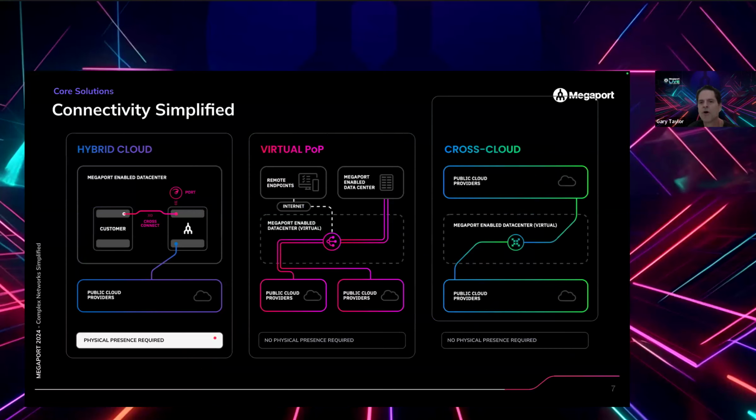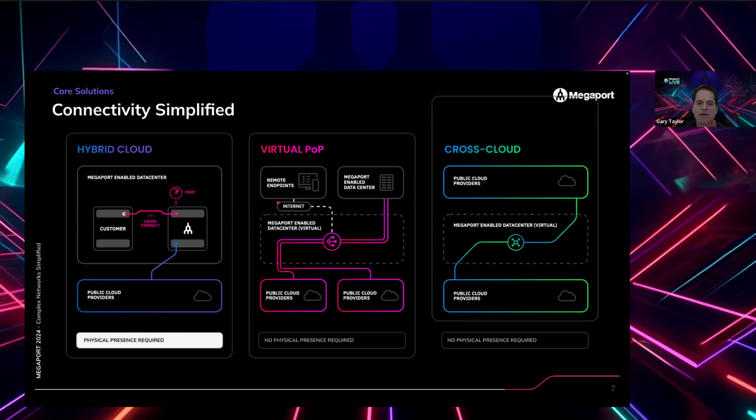Just a quick overview of the options that are available from a connectivity point of view. So on the left here, we have what we call hybrid cloud. Here you connect your infrastructure via a cross connect into a Megaport, and that is a physical device, essentially an Ethernet demarcation device, where capacity is from 1 gig, 10, 100, and now 400 gig is being rolled out as well.